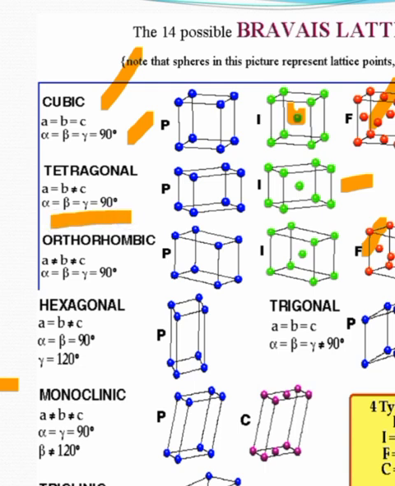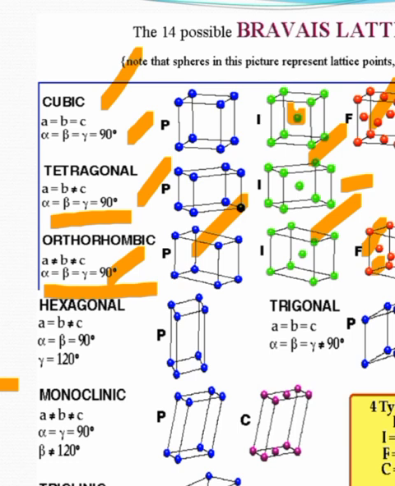Second structure is tetragonal. In tetragonal, the edge length a equal to b, that is not equal to c, and alpha, beta, gamma equal 90 degrees. This is the FCC tetragonal structure. Orthorhombic: here a, b, c are all not equal to one another, and alpha, beta, gamma equal 90 degrees. The same structure with the body-centered and face-centered variants.